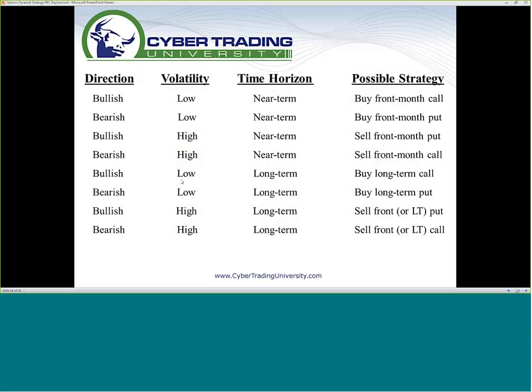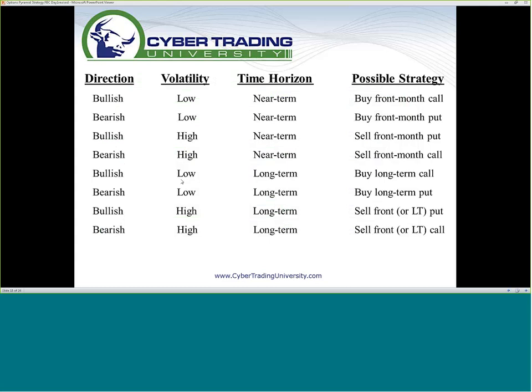Then we can put all 3 elements together and determine what is the appropriate option strategy. First of all, determining if we're bullish or bearish. Do we think the stock is going to go up or go down? Number 2, what's the state of volatility? Is it low or high volatility? Low volatility, we like to buy options. High volatility, we like to sell options. And thirdly, time horizon. Do we have a short or long-term time horizon?